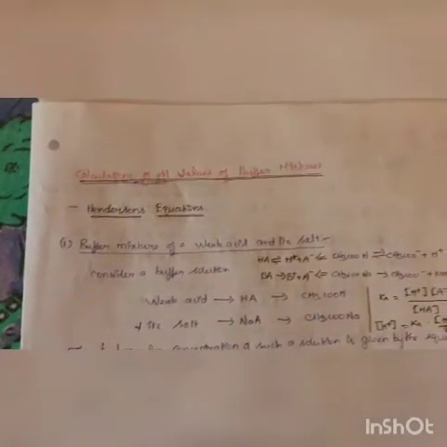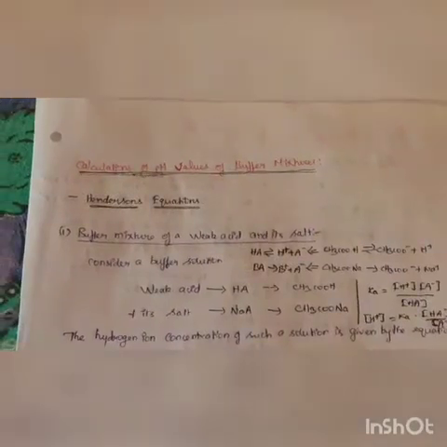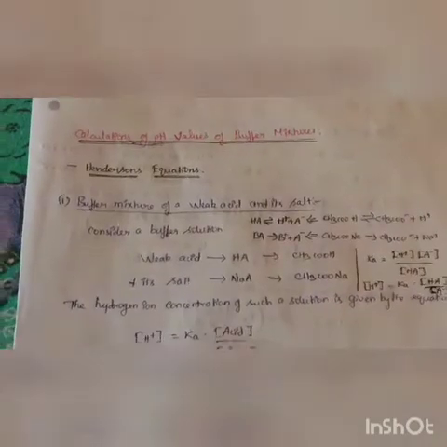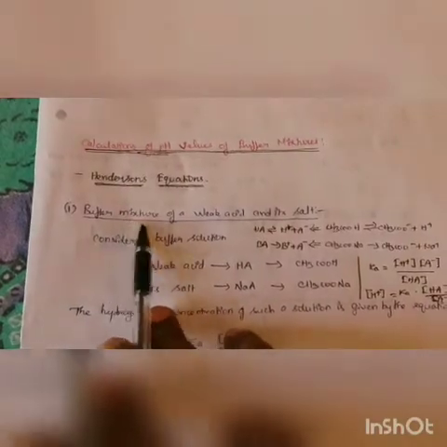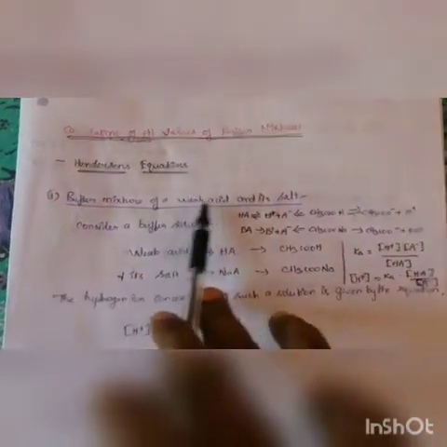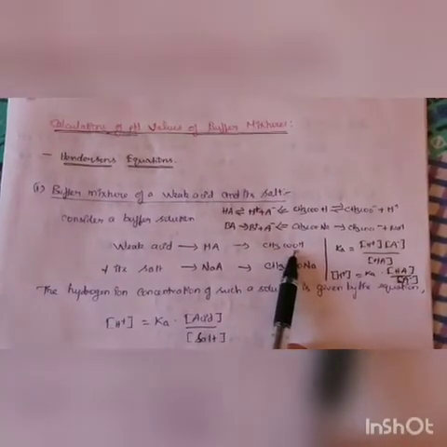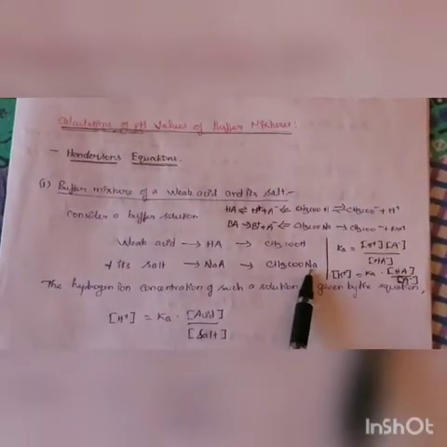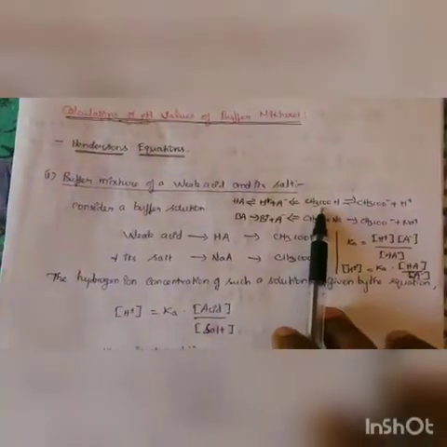Today, we are going to calculate the pH value in a buffer mixture. To calculate the pH value in a buffer mixture, we have to use the Henderson equation. First, we are going to calculate the pH for a buffer mixture of a weak acid and its salt. I am considering a buffer solution, taking acetic acid as the weak acid and its salt, sodium acetate. So if we take a weak acid, how will it dissociate?